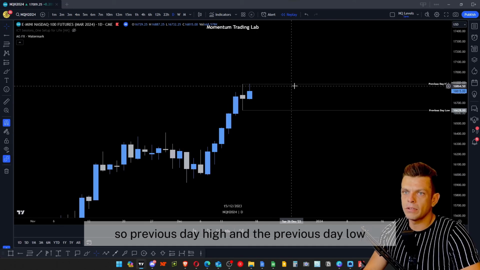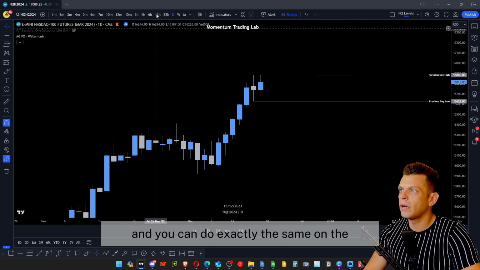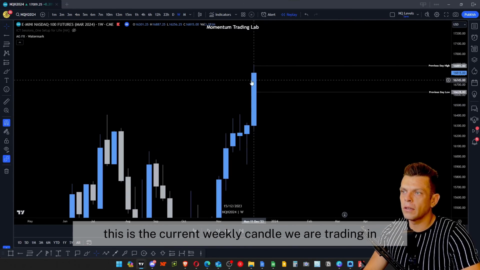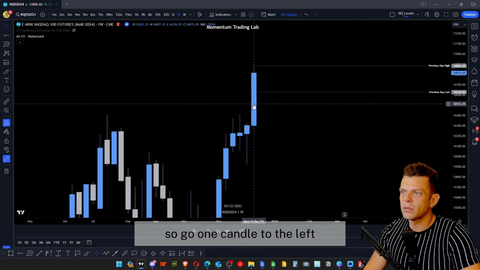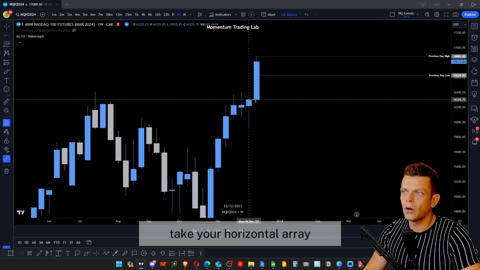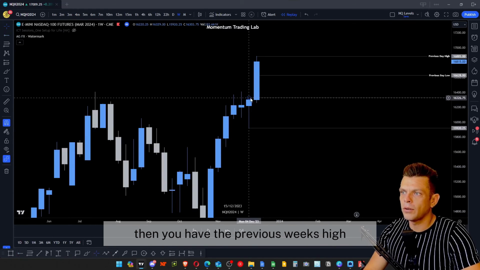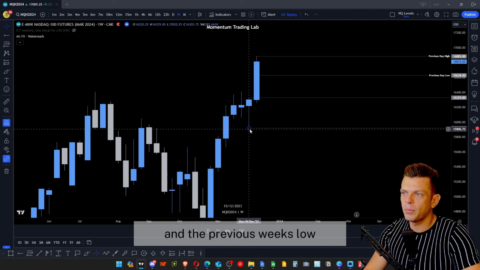Okay, so previous day high and the previous day low, and you can do exactly the same on the weekly as well. You go to the weekly time frame. This is the current weekly candle that we are trading in right now. So go one candle to the left, take your horizontal ray, snap one to the high and snap one to the low. Then you have the previous week's high and the previous week's low.